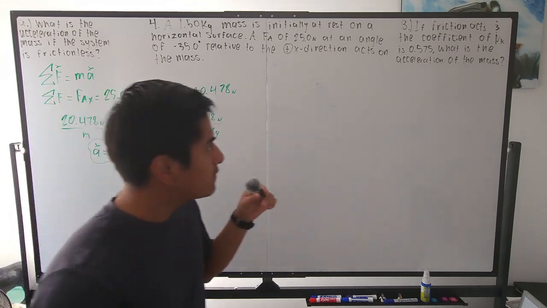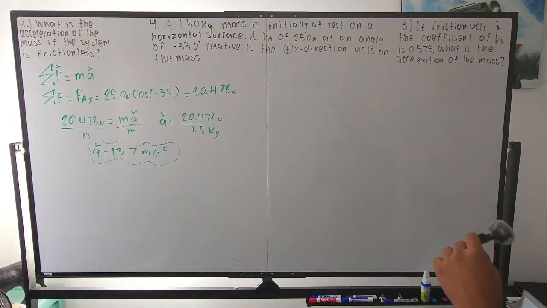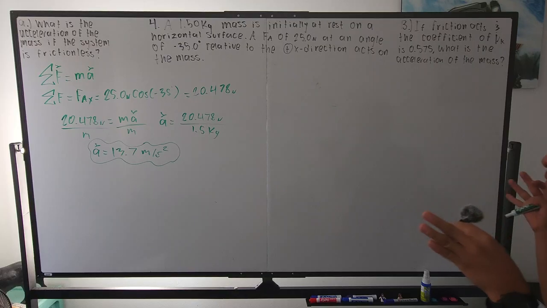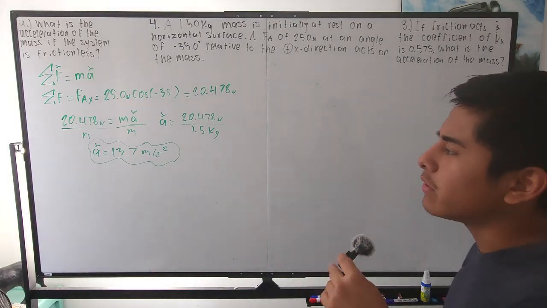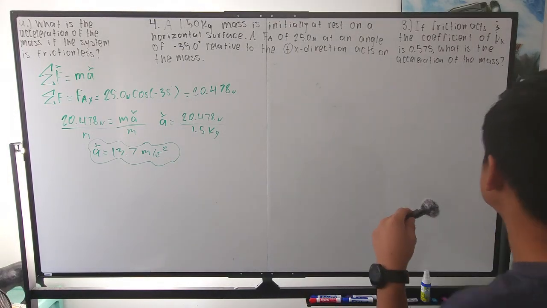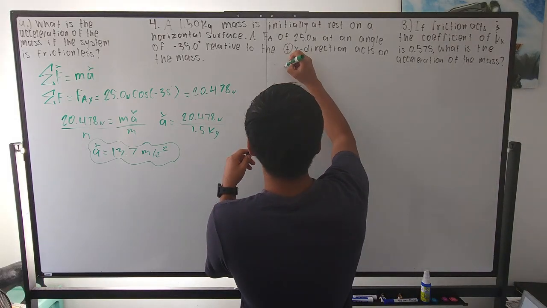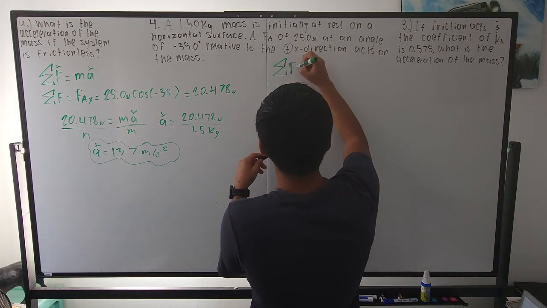Now, part B says if friction acts and the coefficient of mu k is 0.575, what is the acceleration of the mass? So now it's basically the same approach, but now we have friction. So again, I'm going to start it the same way. I'm going to write out Newton's second law to begin.